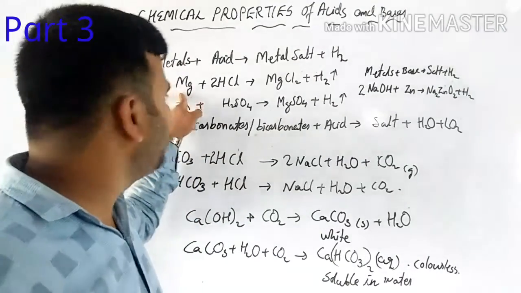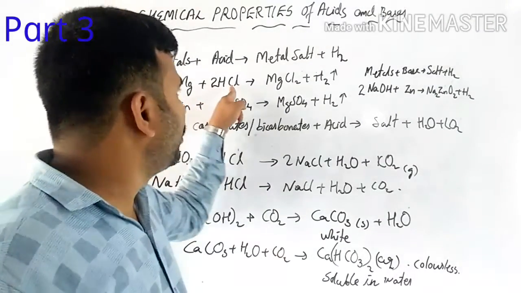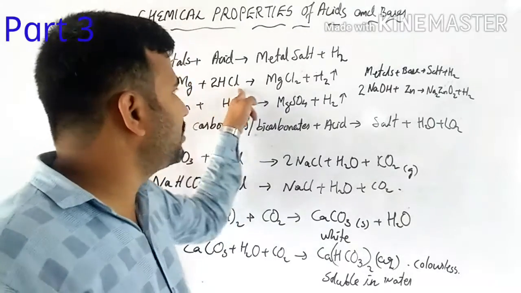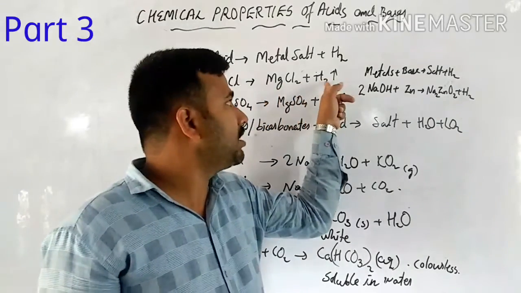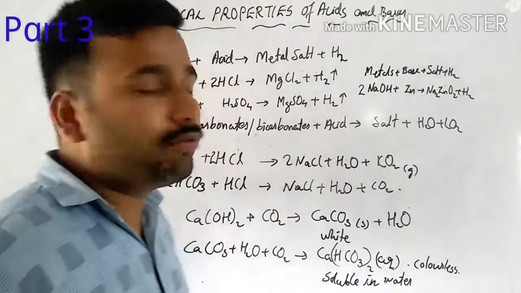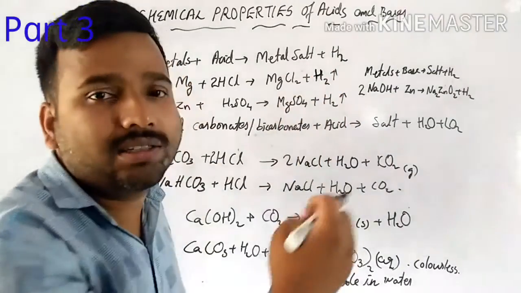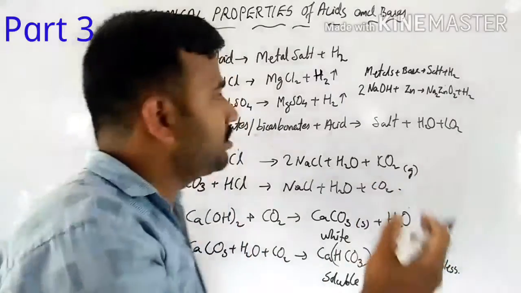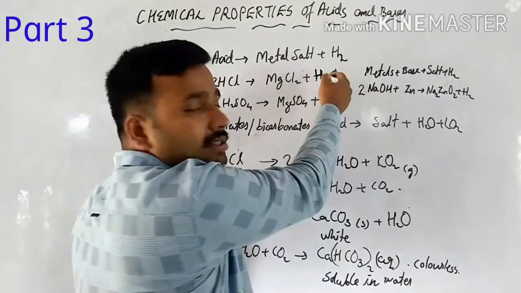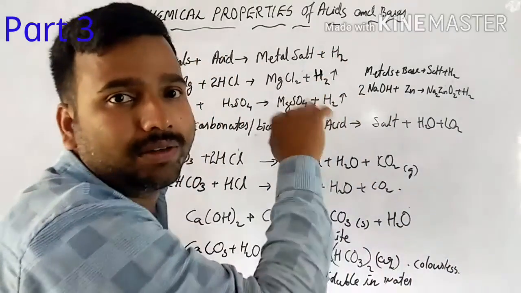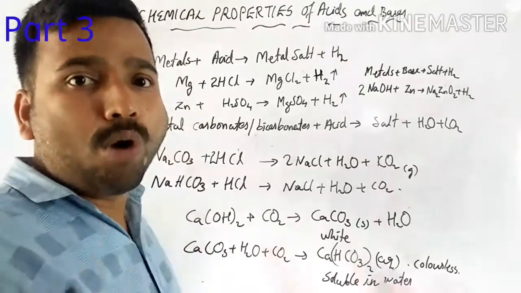Then an example: magnesium, which is a metal. When it reacts with hydrochloric acid, what will happen? Magnesium chloride as well as hydrogen gas will be formed. Here you can see this hydrogen gas is released in the form of bubbles. If you bring a burning matchstick near the mouth of the test tube, it will catch fire with a pop sound.